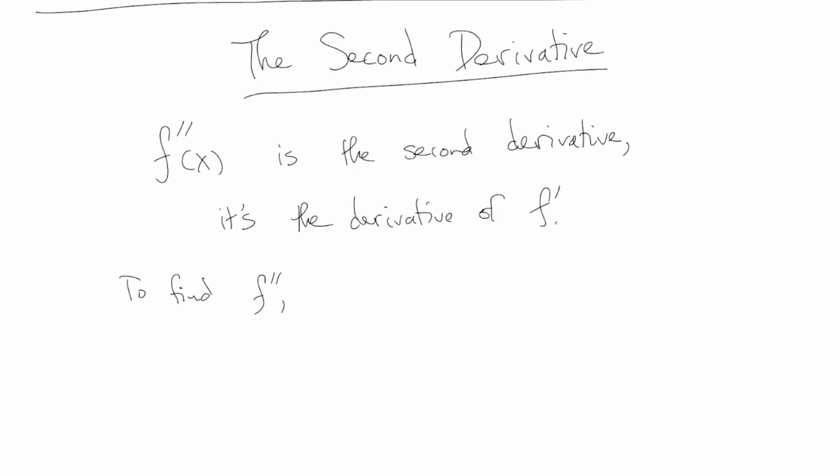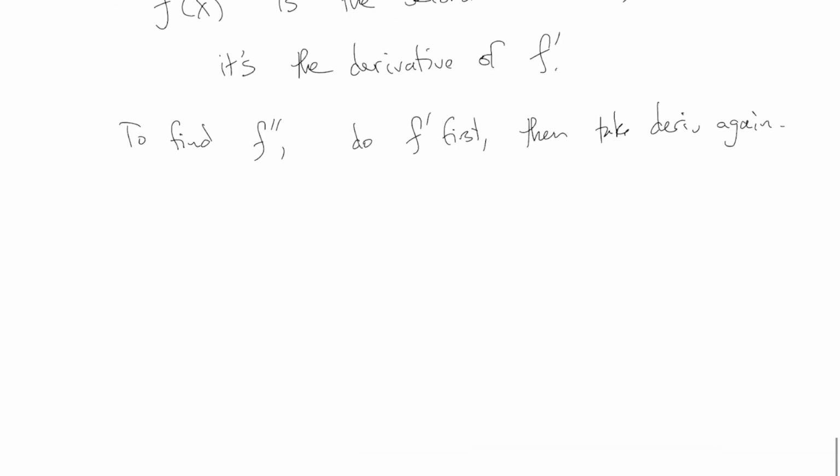Anyway, to find the second derivative, you do f prime first, and then you take the derivative again. Take the derivative again. That's the second derivative. All right? This is just a fun thing you can do with your friends late at night, I guess. Take the derivative over and over again. It is actually useful for something, though. I'll tell you what it's useful for in a moment.